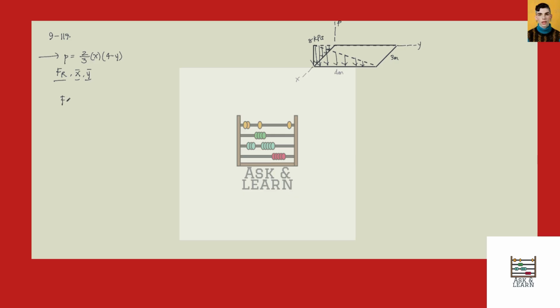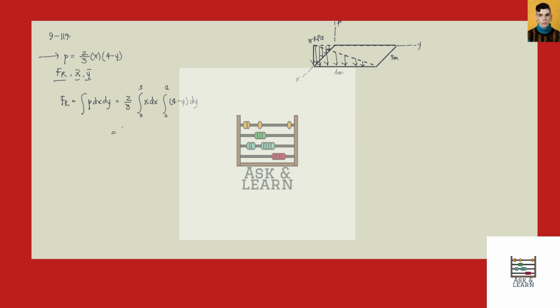So we can write the force resultant as the integral of p dx dy, which we can write as 2/3 the integral of x dx multiplied by the integral of 4 minus y dy. And for the dx, it's from 0 to 3. And for dy, it's from 0 to 4.